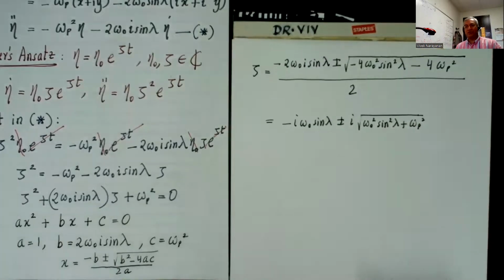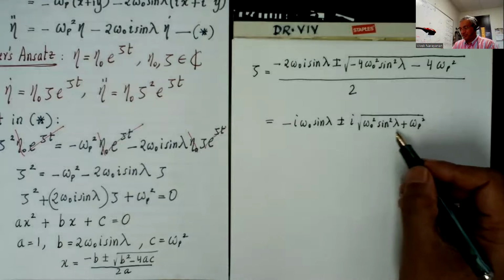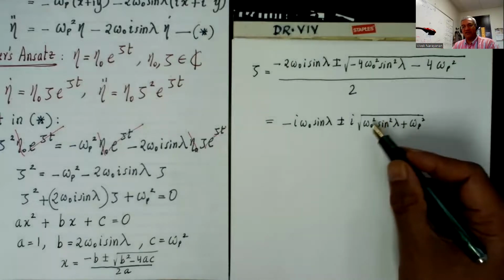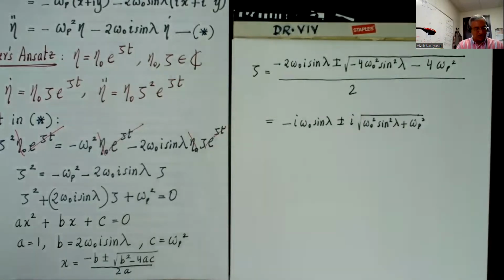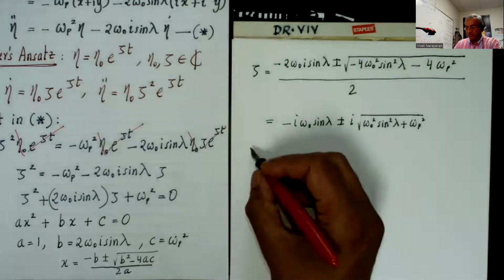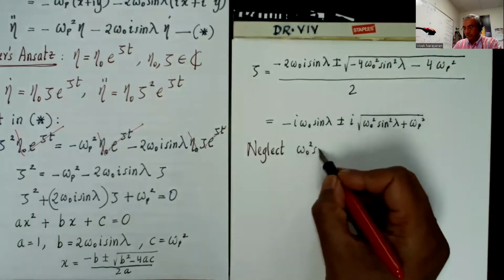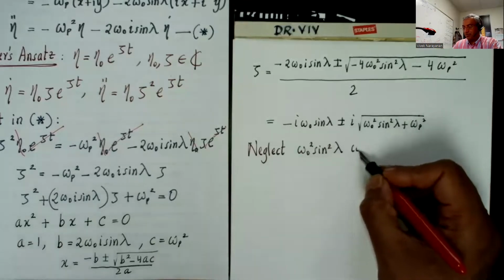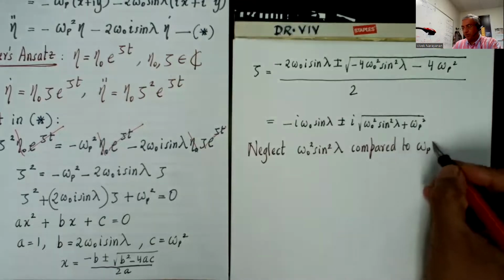Well, what to do with this? We're going to make yet another assumption, and that is just to neglect this quantity, omega naught squared sine squared lambda. Why is that? Why is it important, or warranted rather, to neglect it? So that's the next thing we're going to do, neglect omega naught squared sine squared lambda compared to omega pendulum squared.